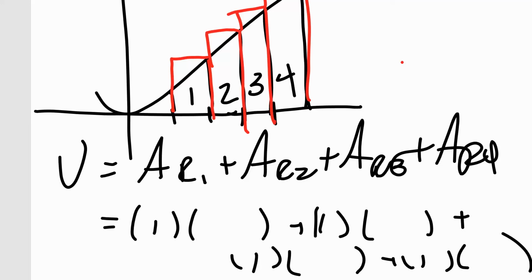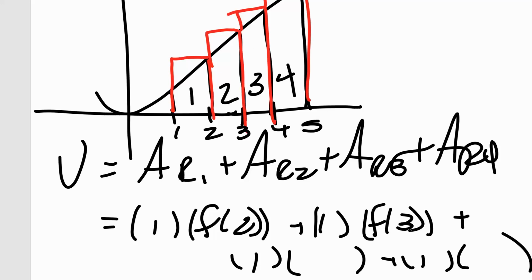Well, for rectangle number 1, I hit my y value right here. That's when x is actually 2. So this is an x value of 1, 2, 3, 4, 5. So this is going to be f of 2 because that's my height right here. For rectangle 2, I want my height. I want to know this value. Well, that's my y value when I plug in 3. So this is going to be f of 3.